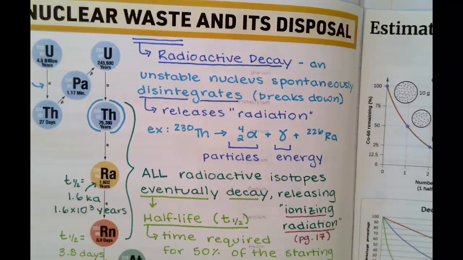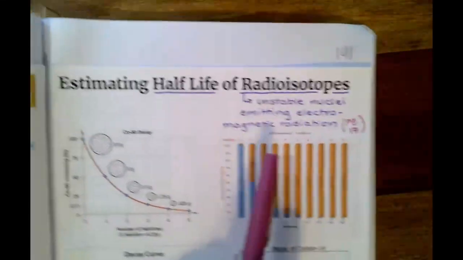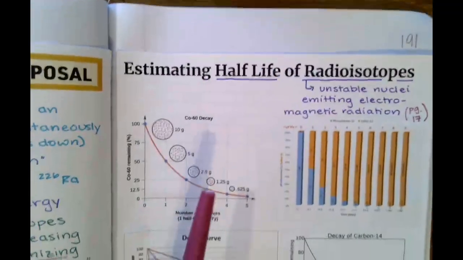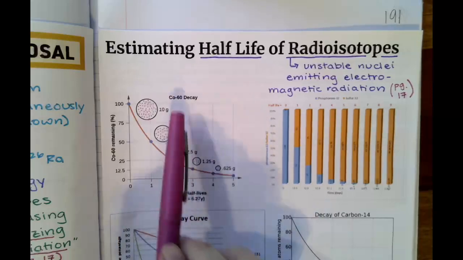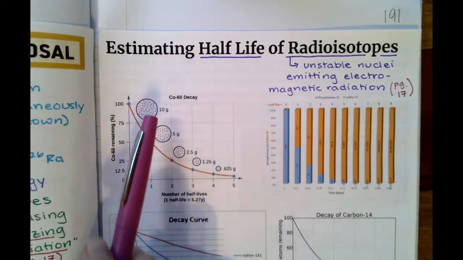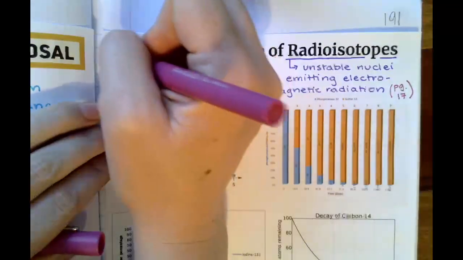Okay. You'll notice on the far side of that electromagnetic spectrum, you're going to see X-rays and gamma rays, and that's what we're talking about when we say radiation. So let's estimate some half-lives. Okay, here's a very common graph. We've got cobalt-60, and it appears we start with 10 grams. So we'll do a cobalt-60 problem.